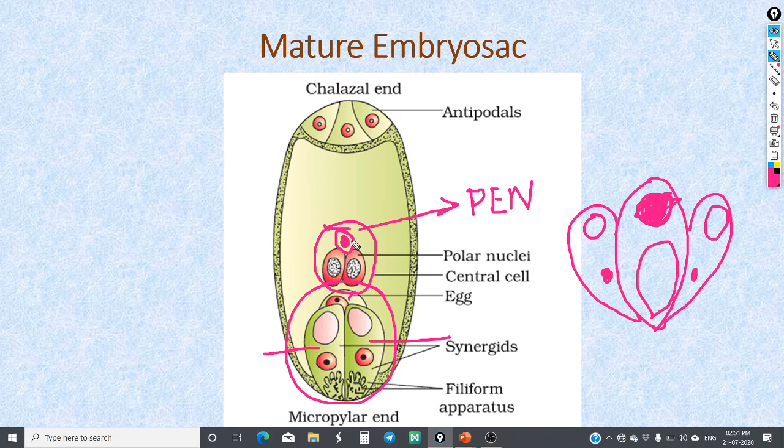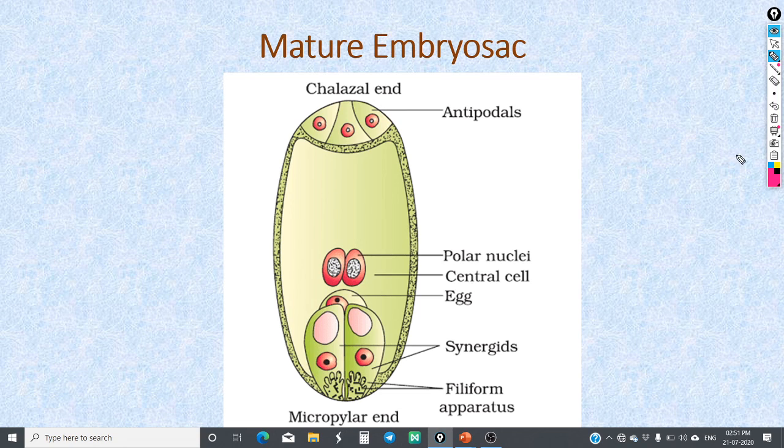They convert into endosperm. And the three cells which are present at the chalazal end are called antipodals. They don't have any role in fertilization. So either before fertilization or after fertilization, they disintegrate. Okay, so this is the typical angiospermic embryo sac. It shows seven cells and eight nuclei. So this is today's lesson. In our next class, we will see the next topic. Okay.